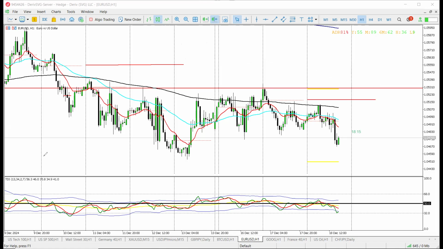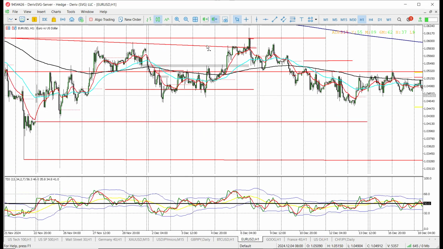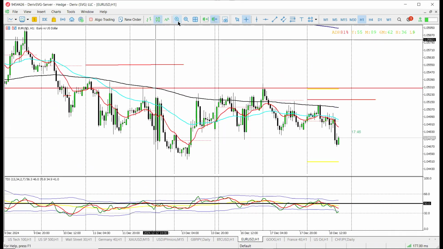To keep it simple, if price is trading below the 200 EMA, for the most part price is in a down move, so we're looking for sells. If we're trading above the 200 EMA, for the most part price is bullish and we are only looking for bullish or buy setups. When the price is above the 200, it indicates a long-term uptrend. When the price is below, it indicates a long-term downtrend.